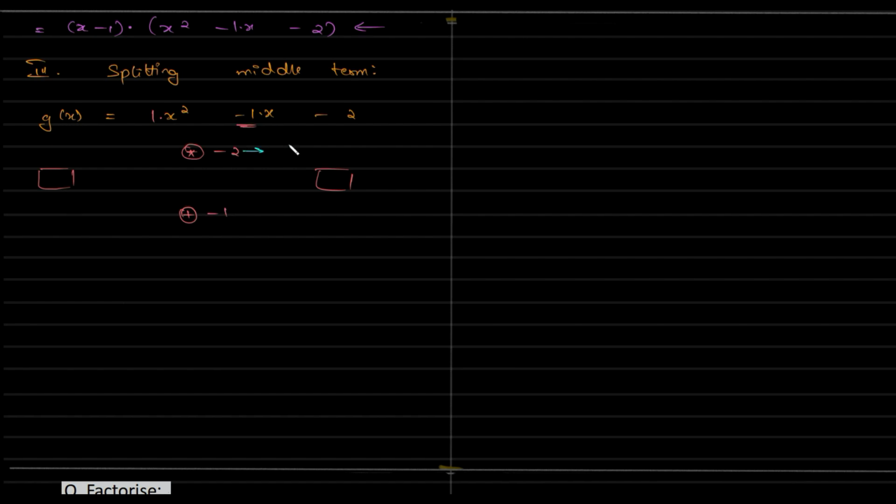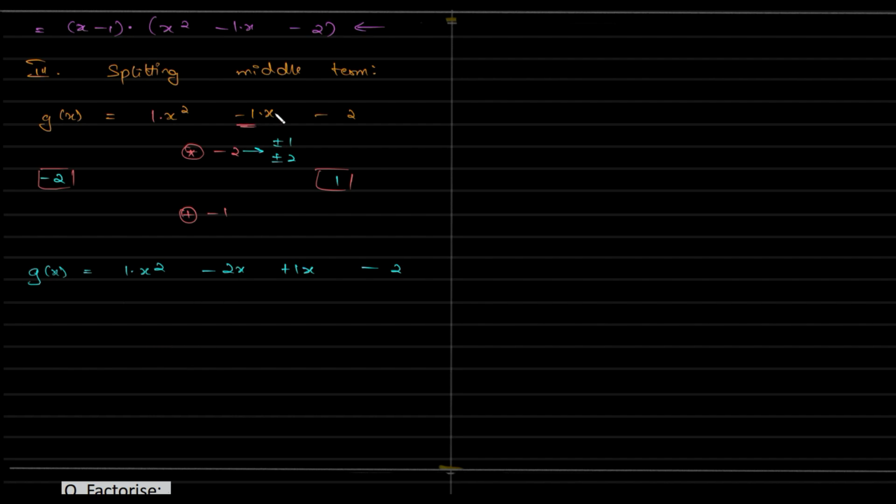So what are these two numbers? Well, let's write the factors of 2: plus or minus 1, plus or minus 2. These are the only combinations. So it has to be 2 and 1. Well, 2 and 1 will not give me minus 2. If I take minus 2 plus 1, it gives me minus 2 when multiplied. That's good. Minus 2 plus 1 will also give me minus 1 when added. So we are done. All we have to do now is x squared minus 2x plus 1x minus 2.